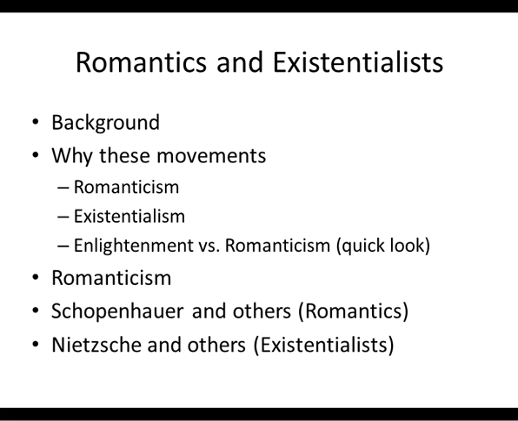Welcome back, class. We now begin our discussion on Chapter 7, looking at the key figures of Schopenhauer and Nietzsche and the period in which they came up with many of their ideas. We look at the background, why these movements of Romanticism and existentialism, the relationship between the Enlightenment and Romanticism, and then we'll look specifically at Schopenhauer and the Romantics and Nietzsche and the existentialists.